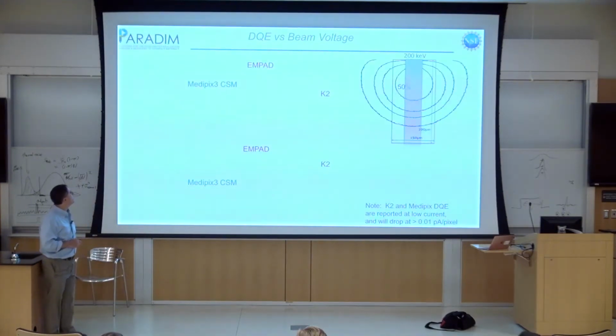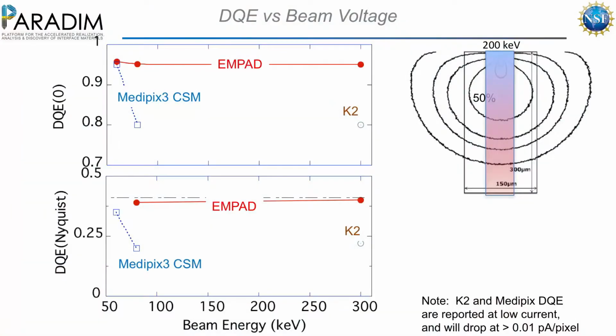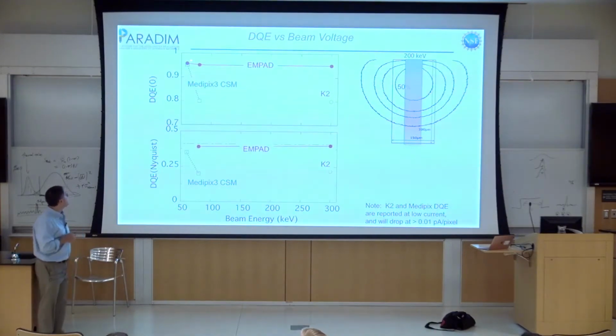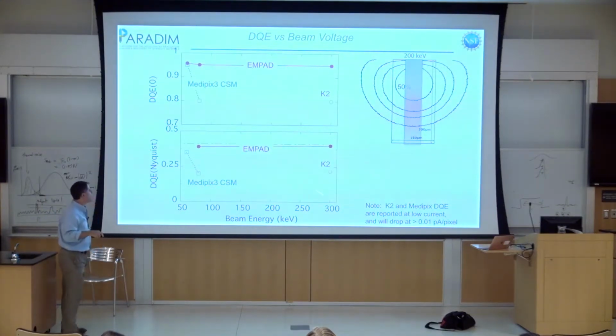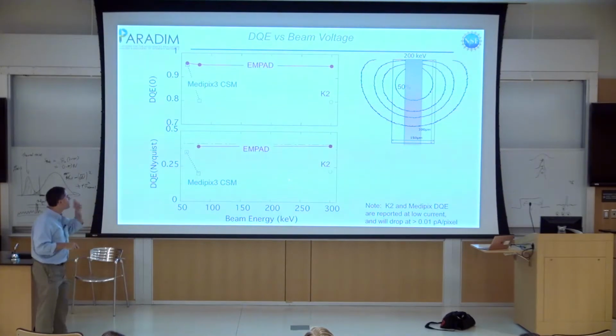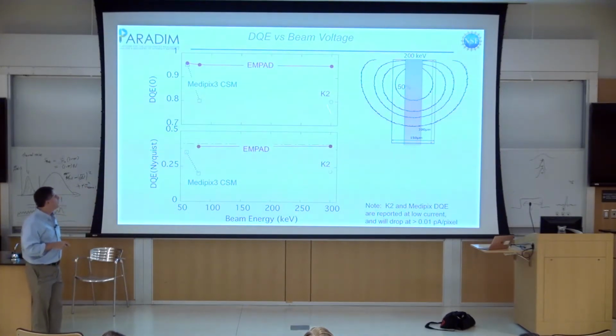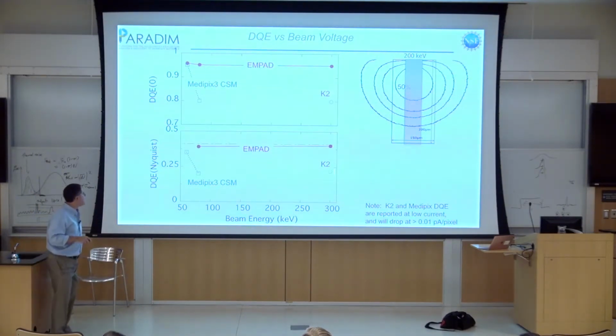Okay, so if we take a look at performance of these different detectors based on the size of the pixels, the DQE of the EM pad is extremely high at all beam voltages. The pulse counting detectors with tiny pixels have a DQE that drops as beam voltage goes up because the beam gets spread over multiple pixels. And it's not really clear these things work properly at the high voltages. The K2 is not really fair to compare on this plot because it's designed for something very different, but it has a pretty good DQE and a pretty good Nyquist DQE as well.